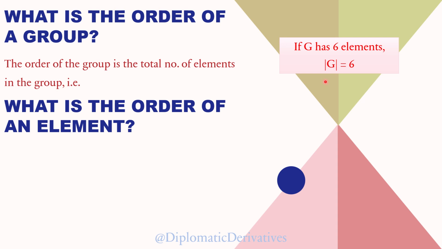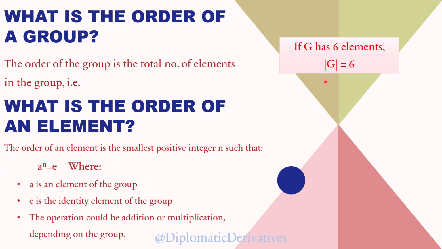Now this is very important for understanding what involution is. We start with the order of an element. What is the order of an element? The order of an element is the smallest positive integer n such that a raised to n is equal to e. Now what does this mean?